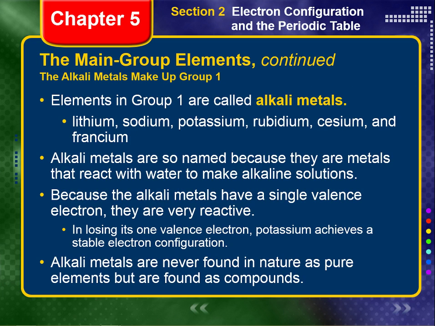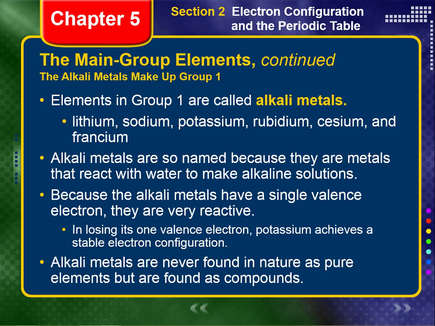So the alkali metals make up group 1, right? They're called alkali metals. So that's lithium, sodium, potassium, rubidium, cesium, and francium. Alkali metals are so named because they are metals that react with water to make alkaline solutions, right? Basic solutions. Because the alkali metals have a single valence electron, they are very reactive. Because in losing its one valence electron, potassium, for example, achieves a stable electron configuration.